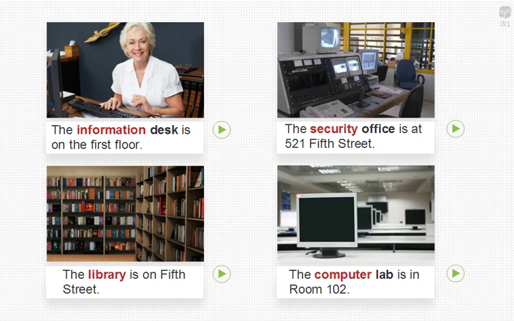The information desk is on the first floor. The security office is at 521 Fifth Street. The library is on Fifth Street. The computer lab is in room 102.